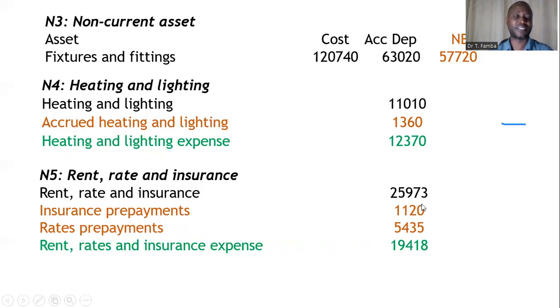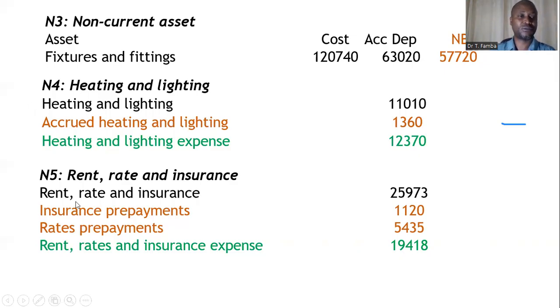the 25,973, but out of this amount, we have prepayments for insurance, we have got rates prepayments. So these amounts here are included here, but we have actually not spent. So we are going to have them as assets. So we will deduct them from here. And because I've put this color here, I'm saying that these two figures are assets. So we deduct these two from 25,000, and then this is our actual expense.